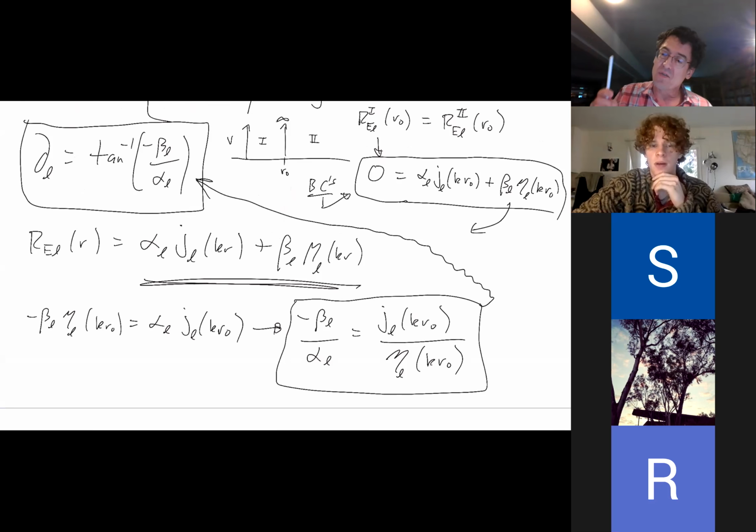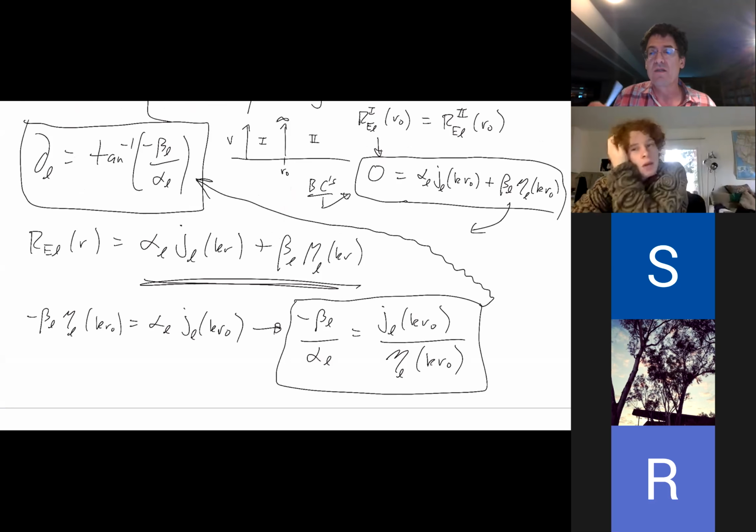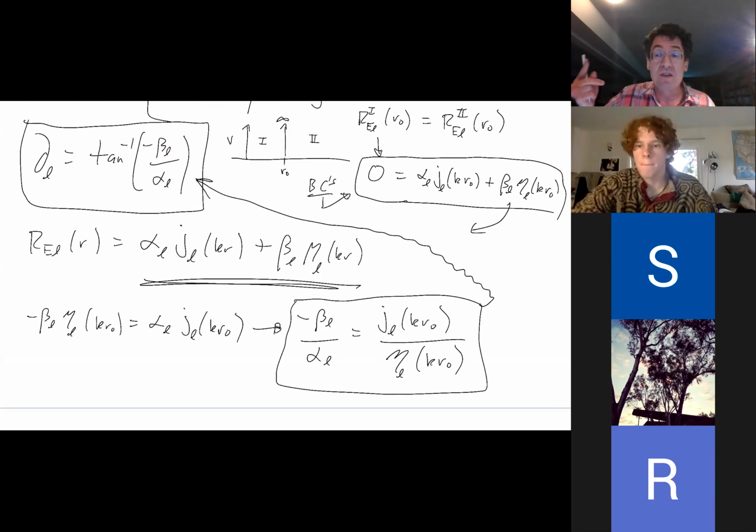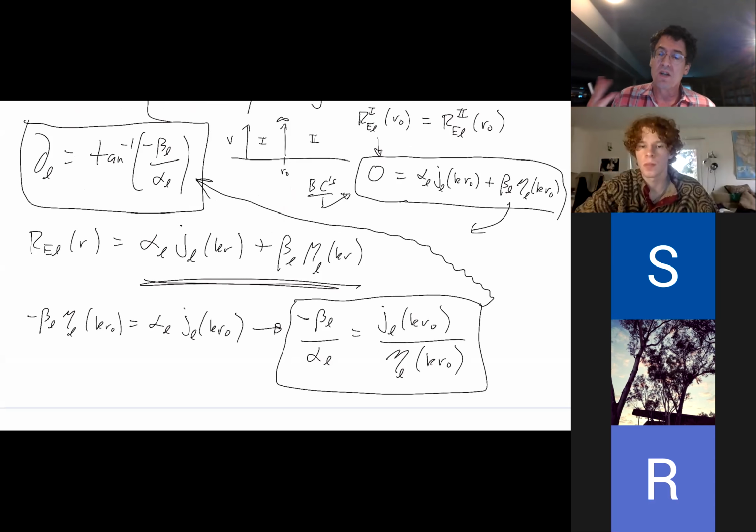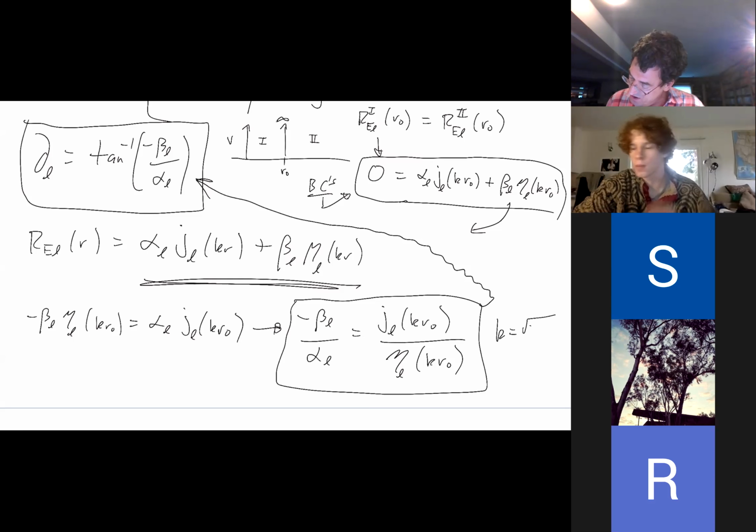Because the thing is that the spherical Bessel function is a function. Like, you can look it up in a book or punch it into your calculator. The Neumann function is also a known. These are known functions. And R naught is known, and K is known because K is just the energy, right?